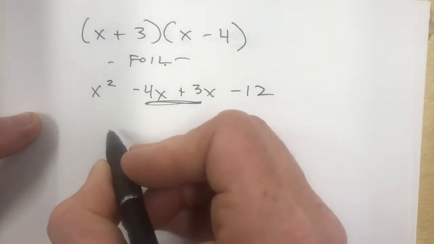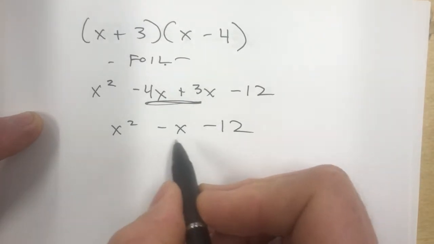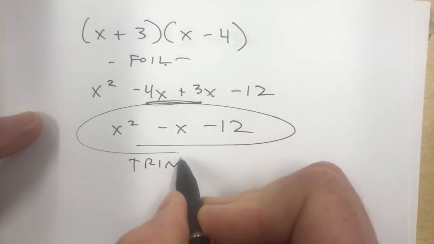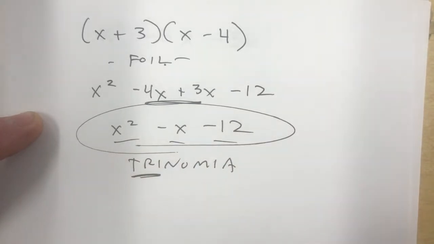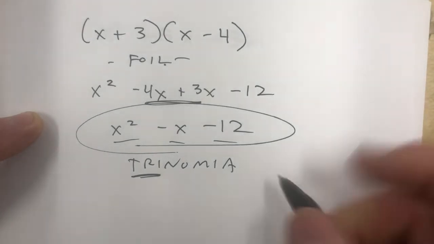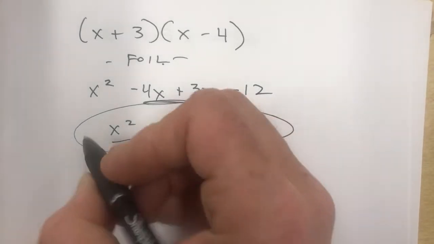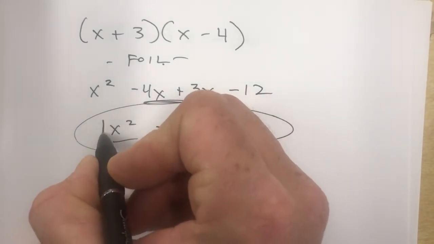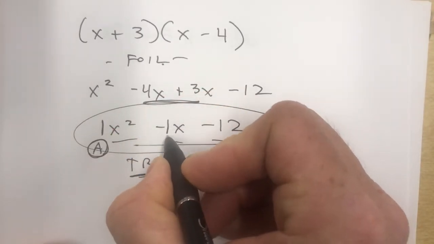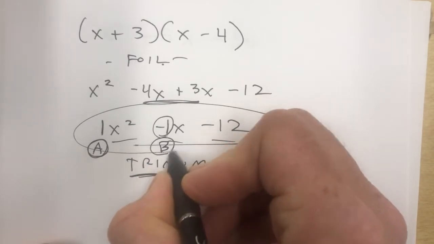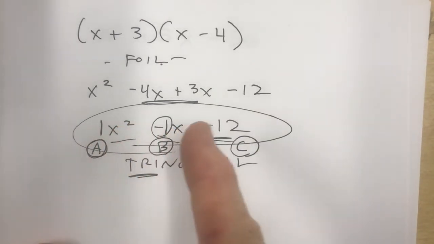Well, those two are like terms, so if I put them together, this is what I end up with, and this is called a trinomial. It's called a trinomial because it has three terms that are all distinct. They can't go together. In this trinomial, right here, the coefficient in front of the x squared is a 1. That's my A. Right there, the coefficient in front of the x term is -1. That's my B. And of course, this constant term, that's my C. There's my A, my B, and my C.